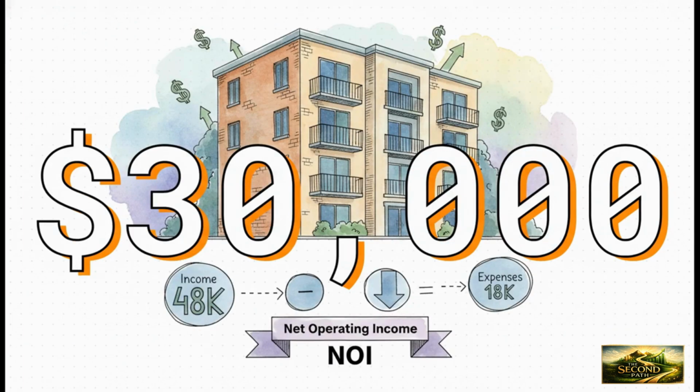And now for the magic. We take our $48,000 in income, we subtract the $18,000 in expenses, and we are left with $30,000. This number is so important. This is our net operating income, or what you'll hear everyone call the NOI.